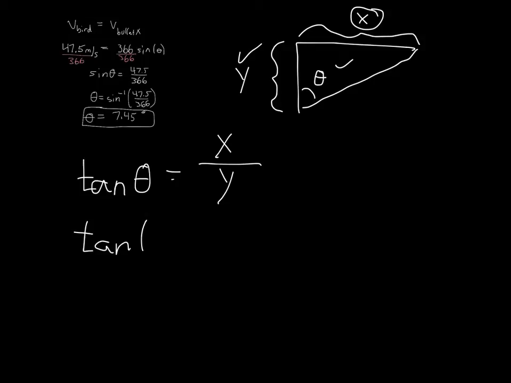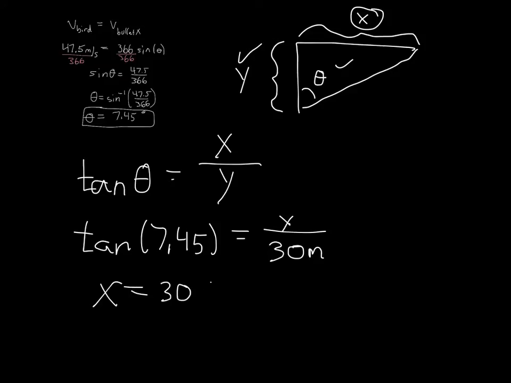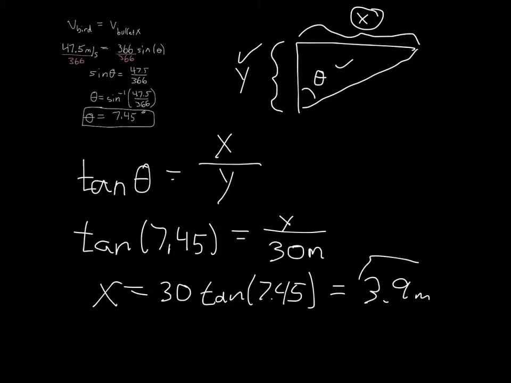Tangent of 7.45 equals x divided by 30 meters. Solve this for x. X equals 30 times tangent of 7.45. Plug that in, and you find x is 3.9 meters. So aim 3.9 meters ahead of the bird, and you'll have bird for dinner.